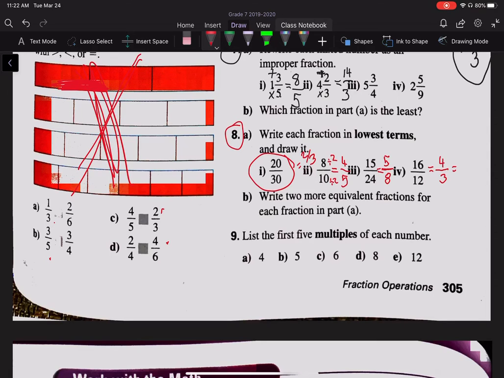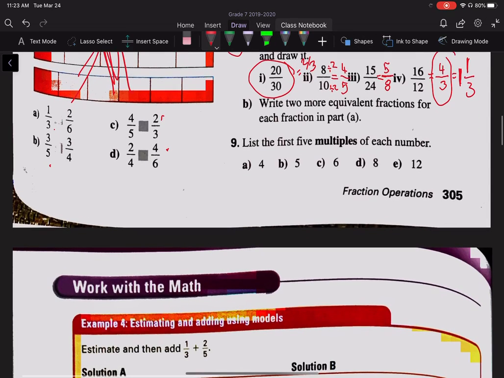Now, if we look at this number here, we notice that it's not a proper fraction, it's an improper fraction. And in that case, how many 3's are in the 4? The answer is 1, and 1 is the remainder, and you get a 1 and 1 over 3. Okay? Now, we did this before.